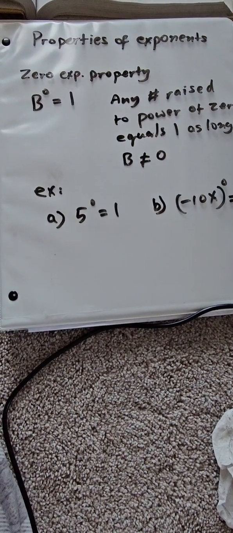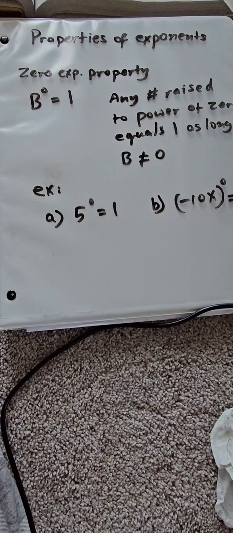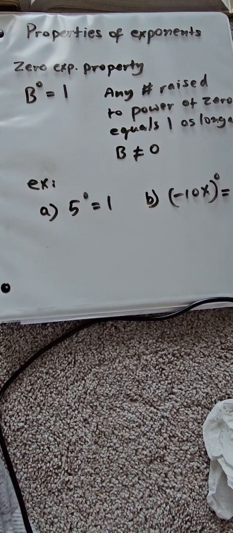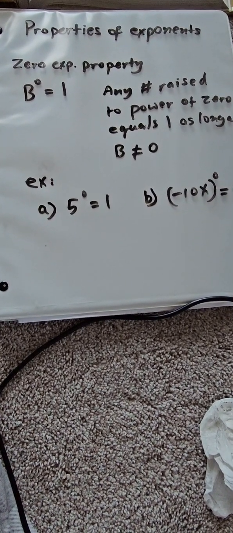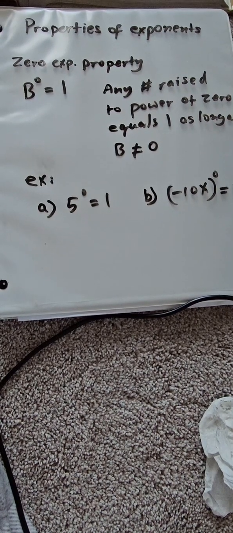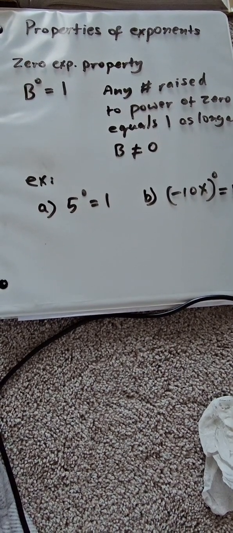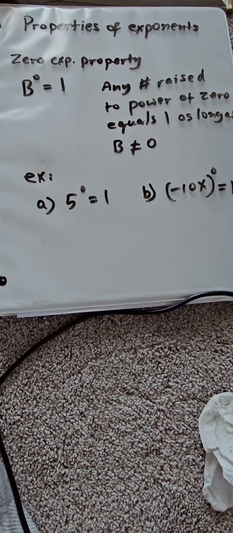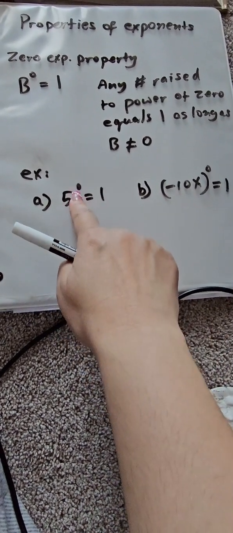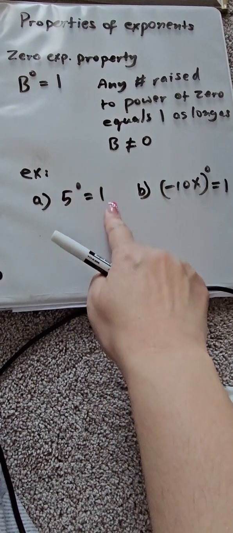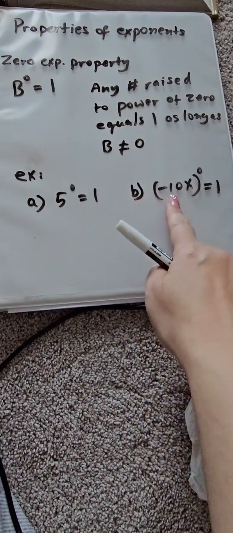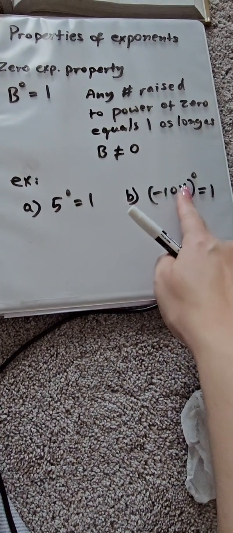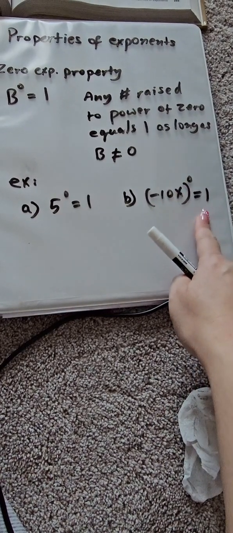We are going to discuss properties of exponents. The first property is the zero exponent property, where any number raised to the power of 0 equals 1, as long as the number itself is not 0. So the first example I have is 5 raised to the power of 0 equals 1. The second example I have is an expression, negative 10x raised to the power of 0 is also equal to 1.